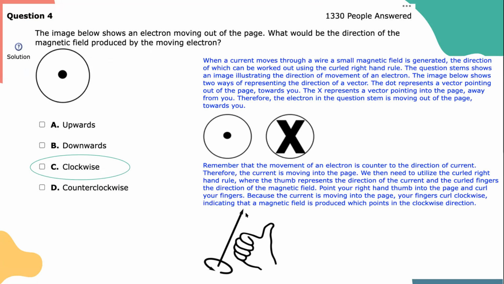So we use a right-hand rule where the thumb is the current and your fingers point in the direction of the magnetic field. So if our thumb is into the page, then you're going to curl your fingers towards you, and because the current is moving into the page, your fingers are curling clockwise. So that means the magnetic field is also going in the clockwise direction.